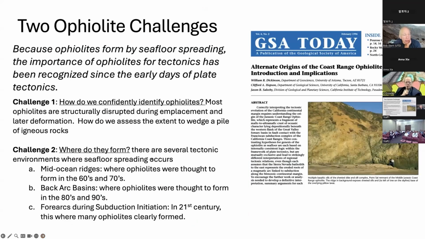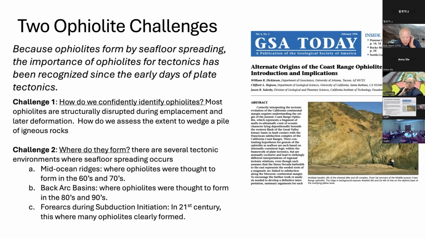Now, there are two ophiolite challenges. One of them is, because ophiolites form by seafloor spreading, the importance of ophiolites for tectonics has been recognized since the early days of plate tectonics. Challenge one: how do we confidently identify ophiolites? Most of them are structurally disrupted, and sometimes it's very difficult to convince other people that what we call an ophiolite is an ophiolite. Sometimes because what we call an ophiolite is not an ophiolite. And then challenge two is, where do they come from?